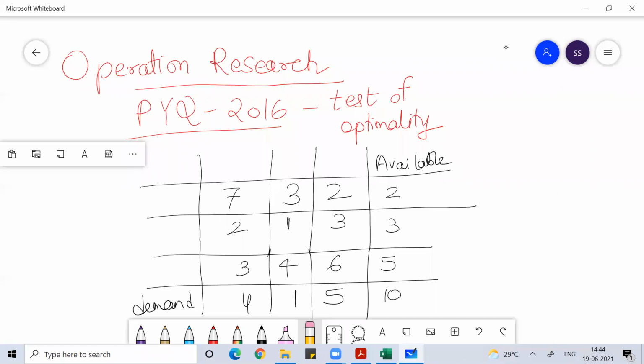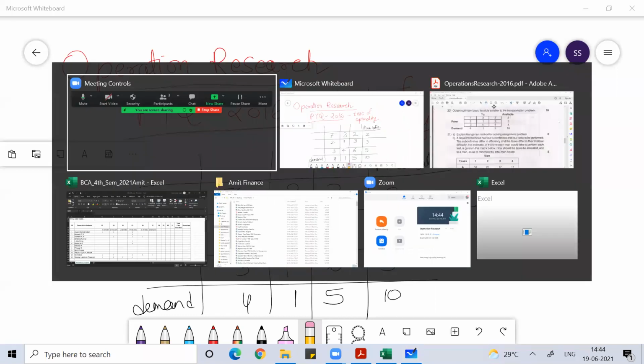Once we find the initial basic feasible solution, we can find the optimal solution, guys. That optimal solution is found by using the method called modified distribution method, or that is also called the UV method. The UV method we can only apply once we find the initial basic feasible solution. Once we find it, then only we can use the UV method to work on the test of optimality.